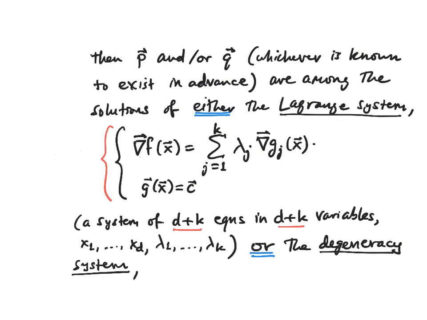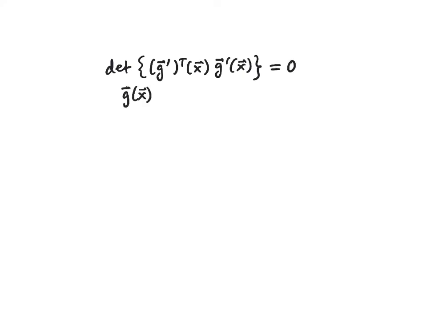So you'll remember that there was what I called the max VT. Know the existence of the max that you find by solving the Lagrange system or solving the degenerate. We can write something like this. In general, the determinant of G prime transpose of x times G prime of x equals 0, and then of course we have the constraints, which we can write in vector form like that. Okay, so that's what the theorem says, the degeneracy system.